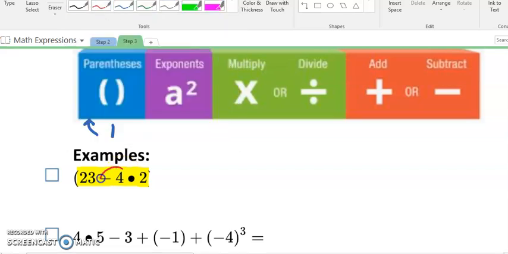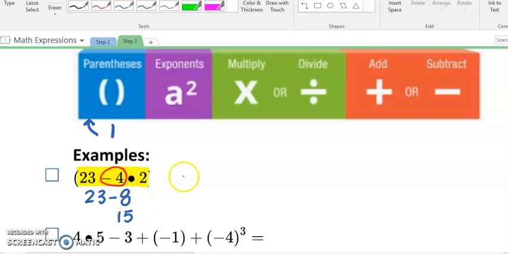So if I keep this negative married to the 4, just like we do when we determine what the terms are, I think it'll make more sense. Negative 4 times 2 is negative 8. The 23 comes down. 23 take away 8 is 15. That is what the inside of the parentheses is equal to.